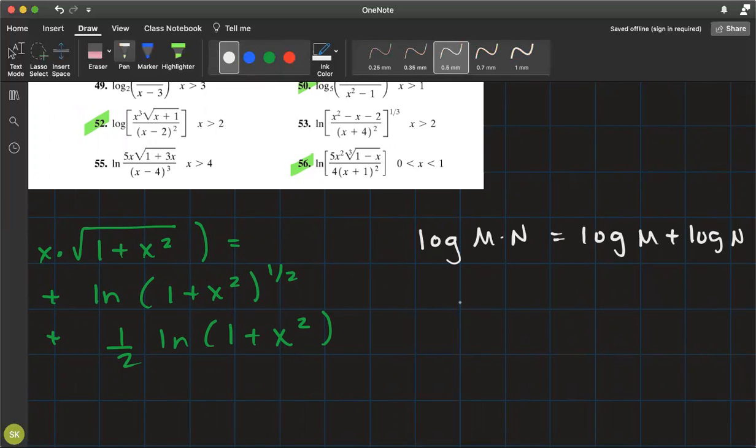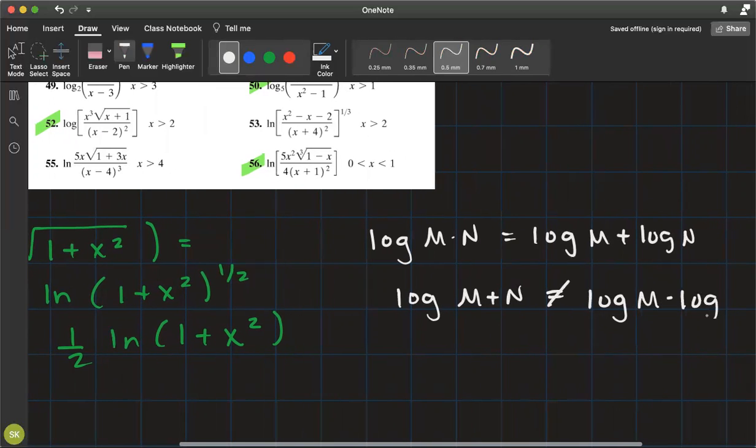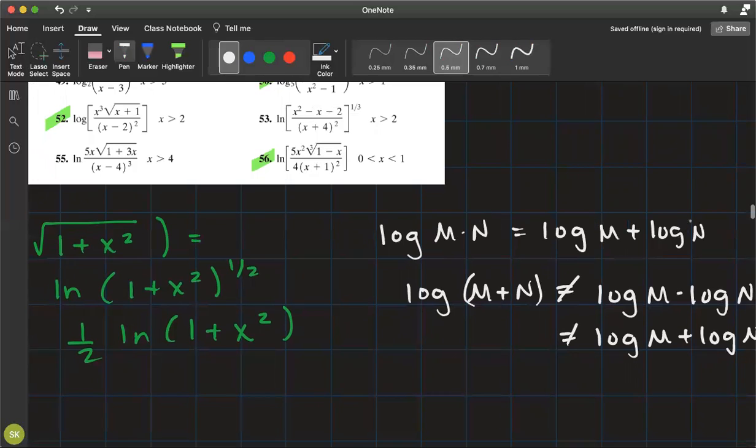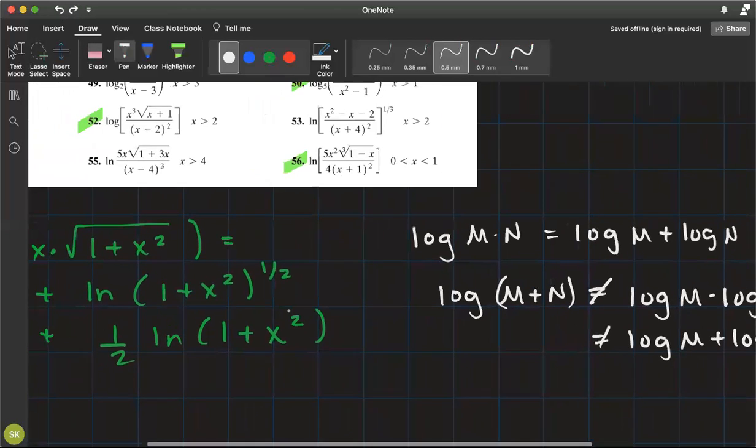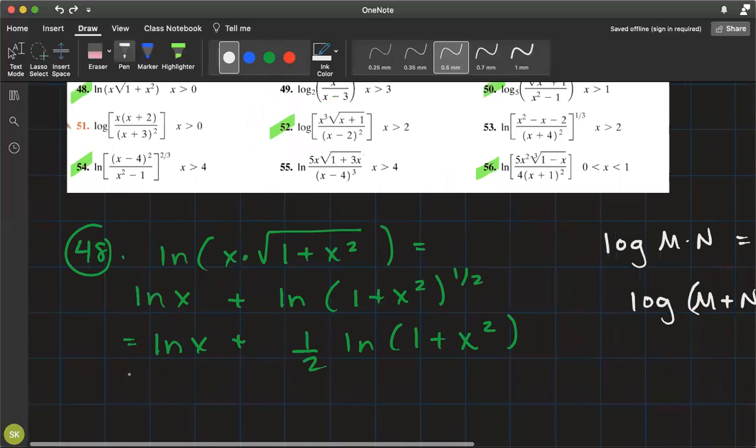But the log of m plus n is not equal to the log of m times the log of n, and it's not equal to addition on the outside either. So it's also not equal to log of m plus log of n. So don't make this mistake. The only time you can break something into two logs and add them is if you have multiplication, and if you have division, you can make it subtraction. So if you have a minus sign here, you can't break it into a minus sign right here. So this is as far as we can go with this problem.